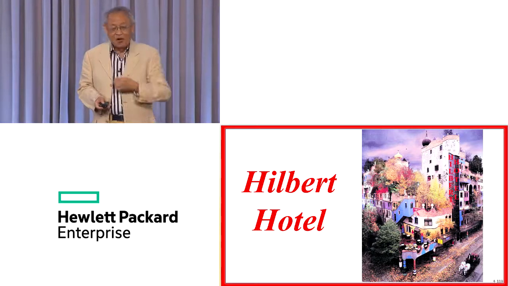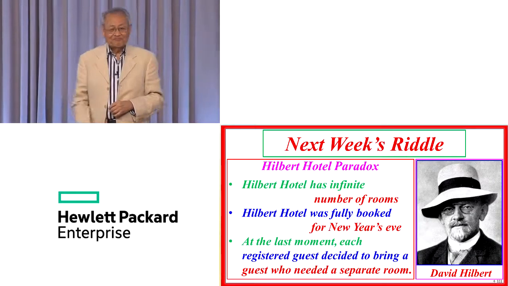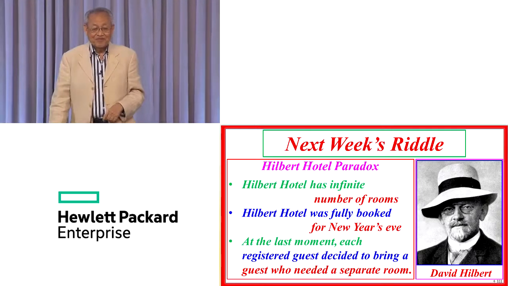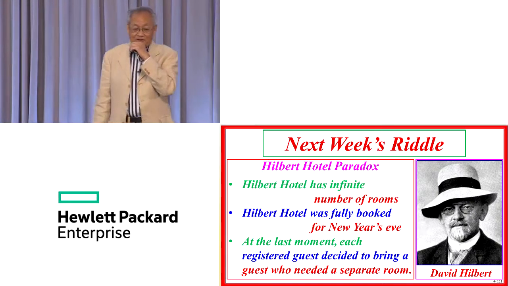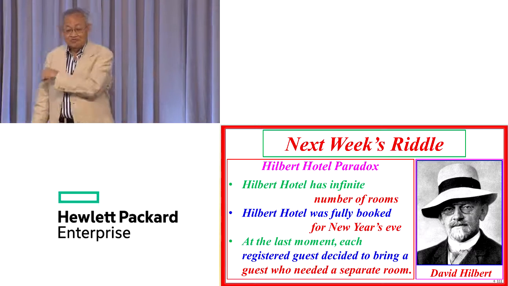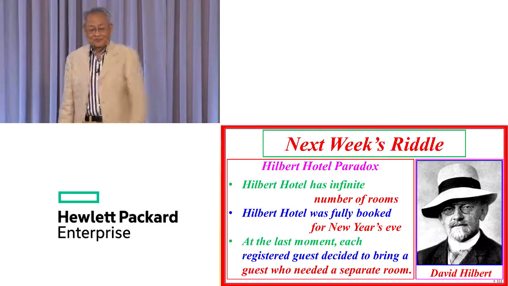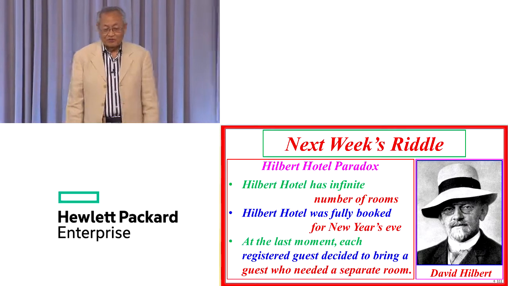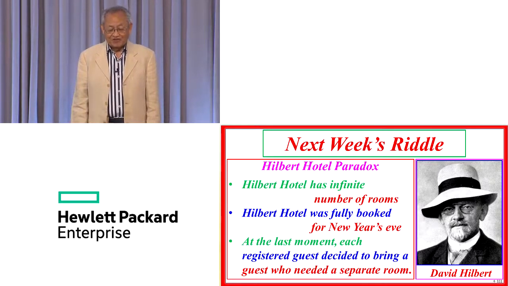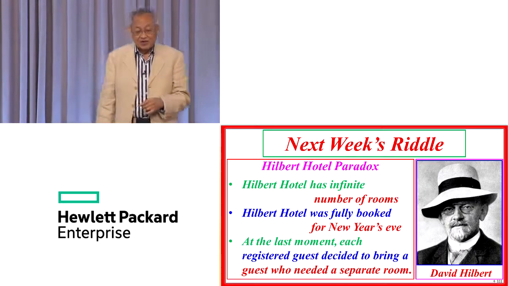And for a reason. Why is it called Hilbert Hotel? Because this is next week's reader. Well, not quite next week's, because I have another reader, so I'm going to give you the answer. The Hilbert Hotel paradox is the following. Hilbert Hotel, like what you saw, has an infinite number of rooms. And aside from that, it is so realistic, it's actually infinitely long. Imagine that. Hilbert Hotel was fully booked for New Year's Eve. At the last moment, however, each registered guest decided to bring a guest who needed a separate room.